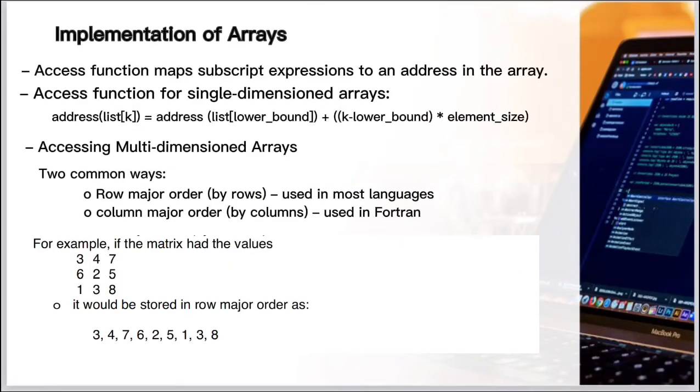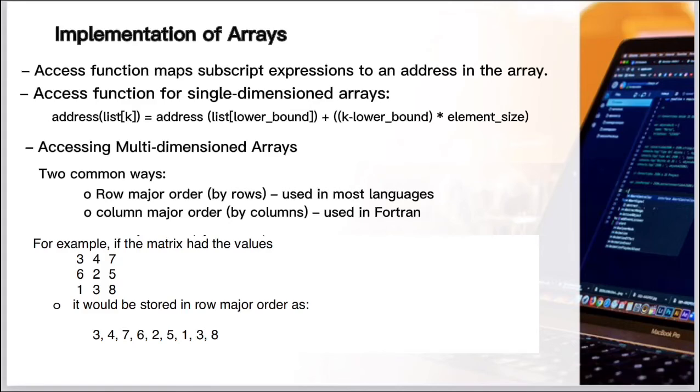Implementation of arrays. An access function maps subscript expressions to an address in the array. The access function for single dimension arrays can be shown below. Accessing multi-dimensioned arrays has two common ways: row major order, by rows, used in most languages; and column major order, by columns, used in Fortran.